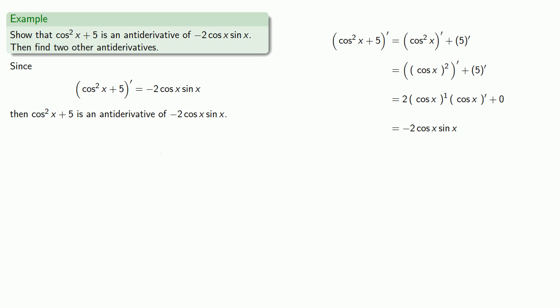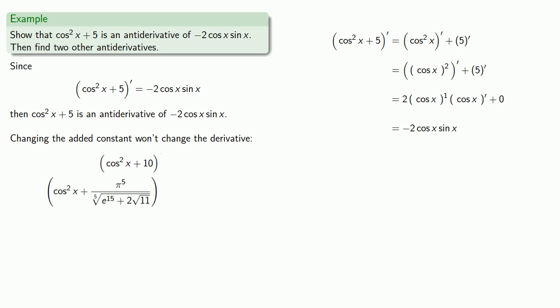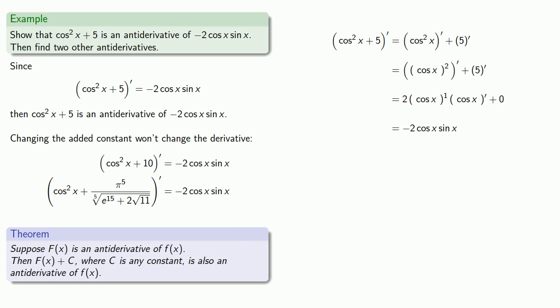How can we find other antiderivatives? The important thing to recognize is that in our derivative, we took the derivative of a constant, which was 0. And that's going to be true for any constant at all. And so changing the added constant won't change the derivative. So instead of cosine squared x plus 5, we could have cosine squared x plus 10, or we can show off and say cosine squared x plus this horrible mess. And each and every one of these has a derivative equal to minus 2 cosine x sine x. And this leads to the following theorem. Suppose F is an antiderivative, then F of x plus c, where c is any constant at all, is also going to be an antiderivative.